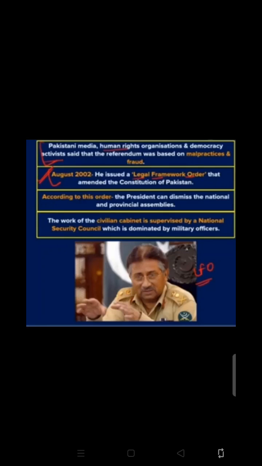But in August 2002, he issued a Legal Framework Order, and that amended the constitution of Pakistan. According to this order, the president can dismiss the national and provincial assemblies. And the work of the civilian cabinet is supervised by a National Security Council which is dominated by military officers and General Musharraf himself.